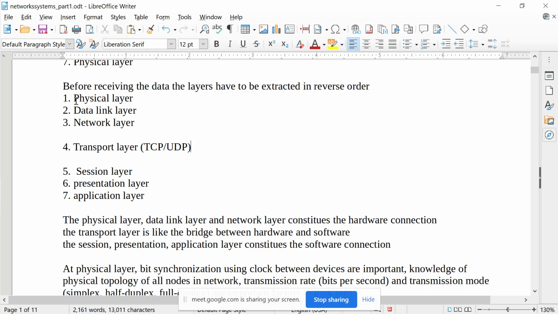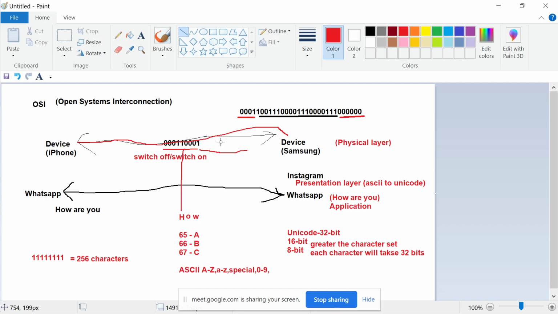So when we say protocol, what does it mean? Tell me. What do you understand by protocol?